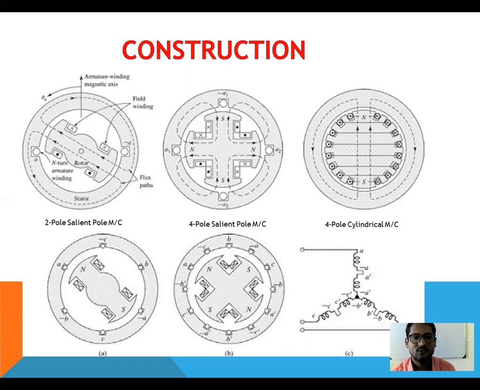After that, in the case of a four pole machine, four poles are mounted on the stator winding as well as the rotor winding. And in a four pole cylindrical type of machine, damping bars are used instead of the field winding.